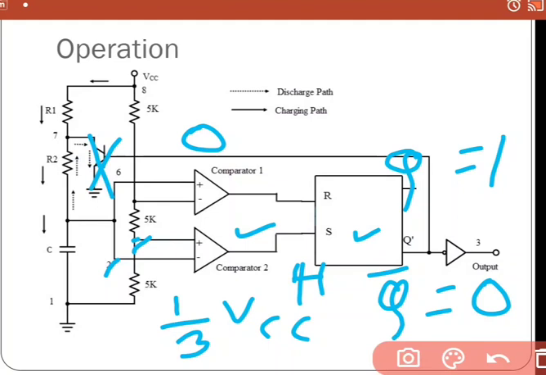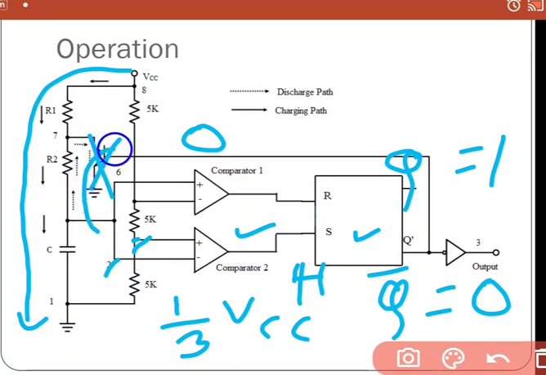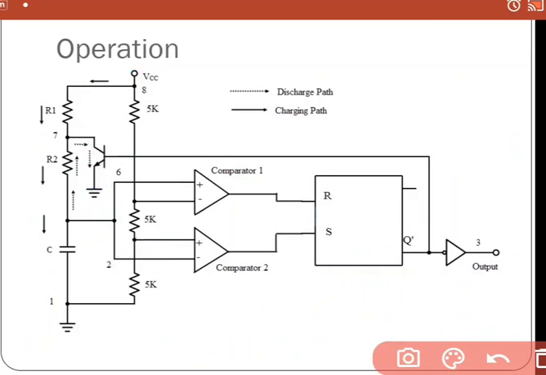Now from this time, this capacitor will charge through this path. The capacitor will charge through R1 and R2 resistance. Notice carefully, when it is charging through R1 and R2, when it was discharging, it was discharging through R2. Now what will happen? When it is charging through this path, the voltage of the capacitor will increase exponentially towards VCC.